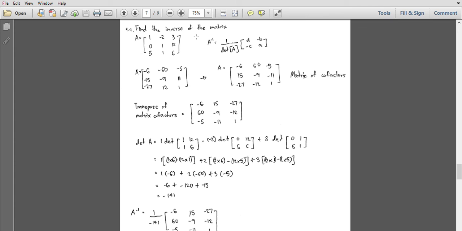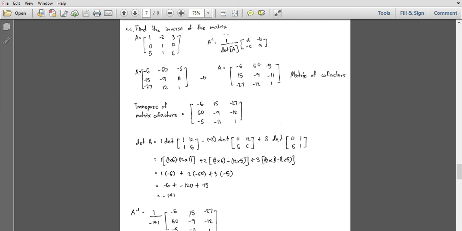Number 4, find the inverse of the matrix. To get the inverse of a matrix, we use this formula, where this term refers to the adjugate of a matrix. So we need to get the adjugate of a matrix. We get the minor of the matrix, then the matrix of cofactors, then we transpose the matrix of cofactors. Now this is the adjugate of the matrix, which we can now substitute to this term.